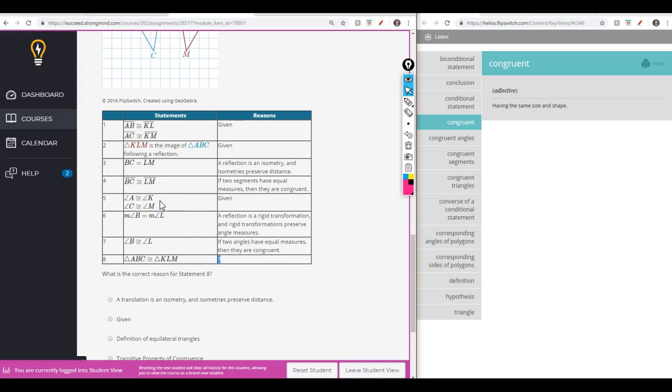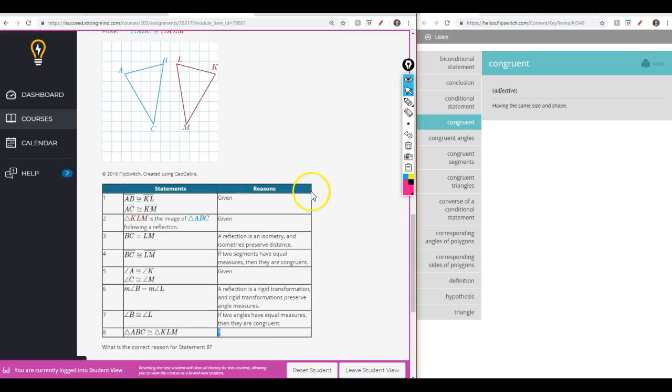they're listing that segment BC is equal to the distance of LM. A reflection is an isometry, and isometry preserves distance. So right there they were just saying that segment BC has the same distance as segment LM. That's what congruent means. So if two segments have equal measures, then they are congruent. So I'm noticing congruent comes up here.